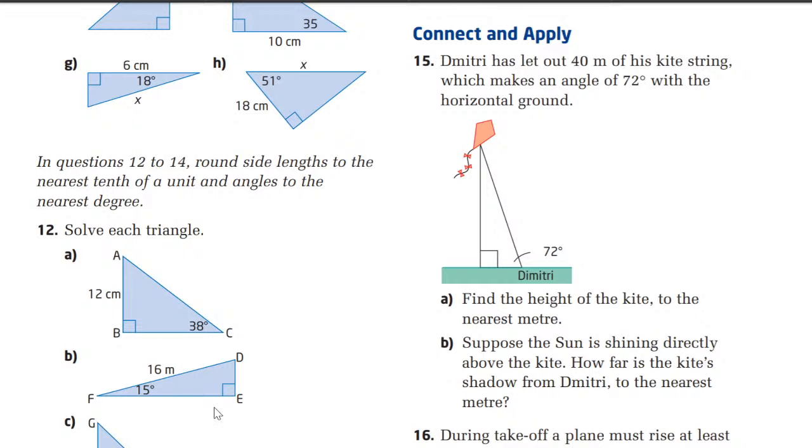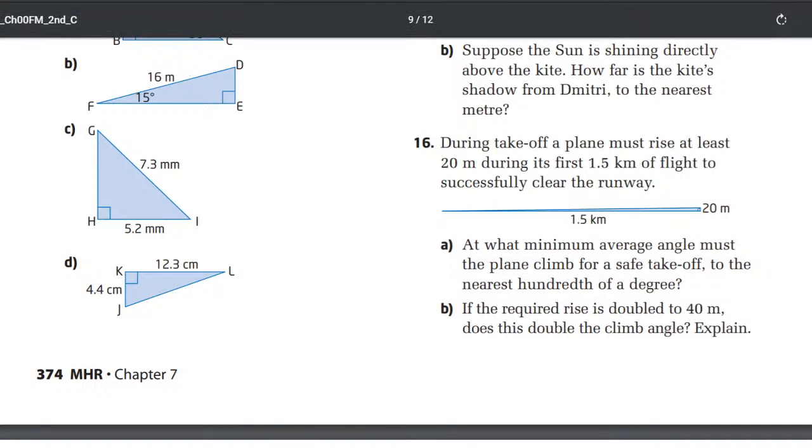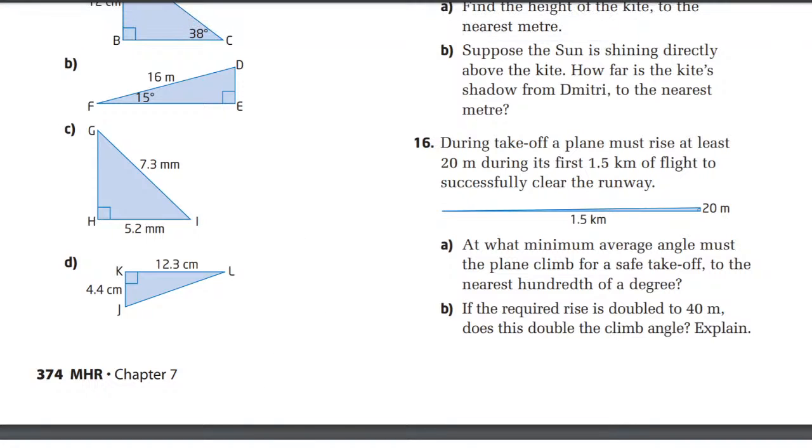Number 16 was another question I wanted to just mention here. So during takeoff, a plane must rise at least 20 meters during its first 1.5 kilometers of flight to successfully clear the runway. So we want to know the minimum angle in this case of the plane to safely take off to the nearest hundredth of a degree.